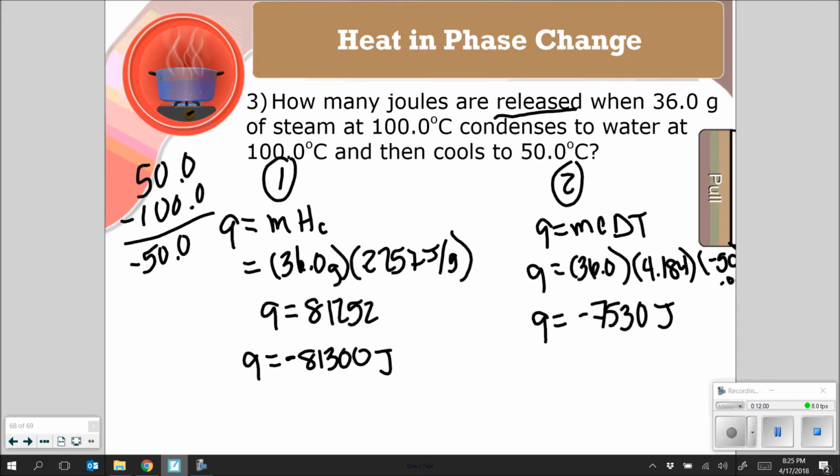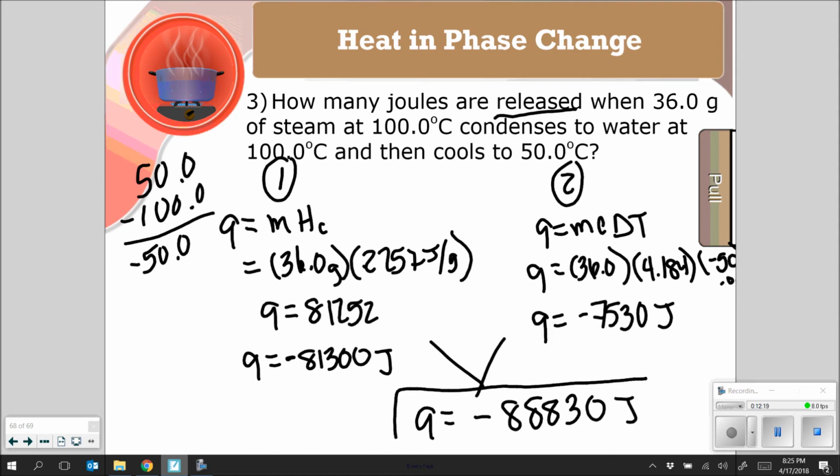Now I'm not completely done because I want to know my total amount of energy released, my joules released. So I'm going to add those two numbers together, part 1 and part 2, to get my total heat released in this particular scenario. And when I add these two together, I get my Q value is a negative. And there are no places after the decimal to follow the addition and subtraction significant figures rules. And that's how you do a 2-part problem.